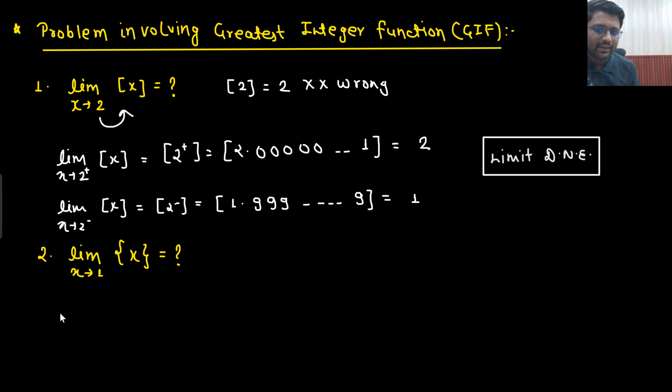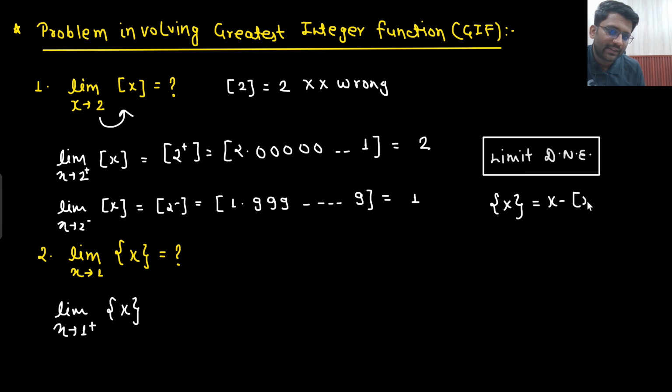How will you do it? Again, left hand limit and right hand limit, right? Sir, 1 plus. Now you know one thing, that the fractional part of x can be written as x minus greatest integer function of x. So it would be written as the fractional part of 1 plus. Now the fractional part of 1 plus can be written as 1 plus minus the greatest integer of 1 plus. 1 plus is nothing but 1.000001.